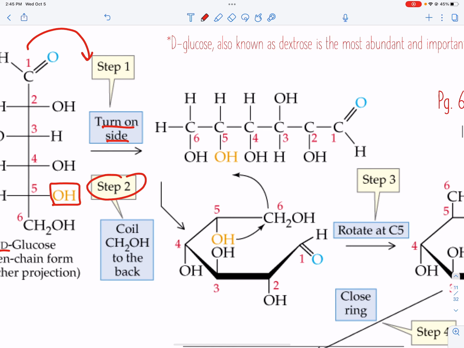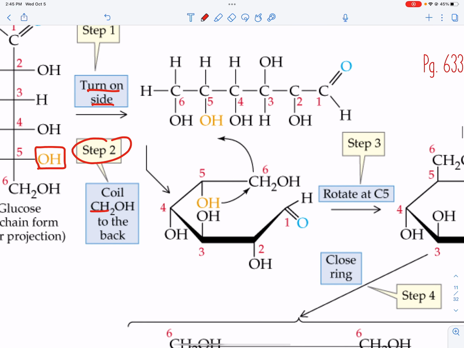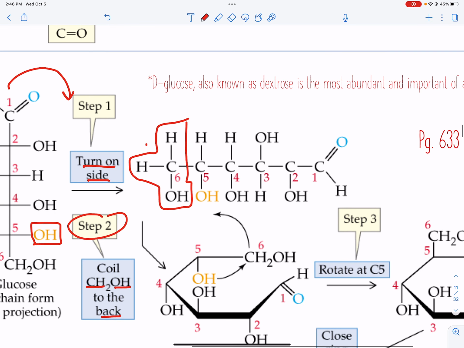Step 2. It says coil CH2OH to the back. So let's find CH2OH. That is this carbon right here. This is CH2OH. It's the only CH2OH in the molecule. And what we're going to do is coil this around to the back.